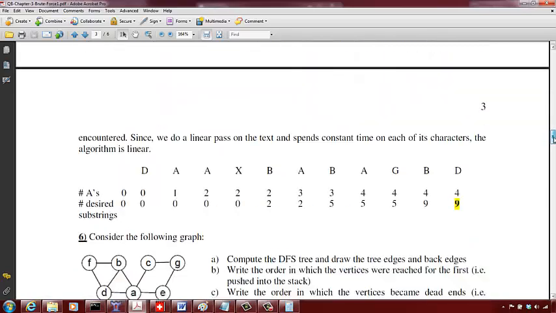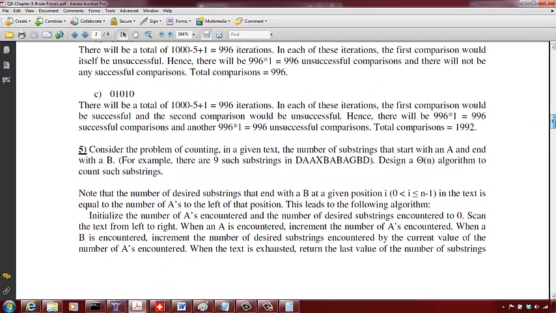Now let's see this fifth question, again on string comparisons. Here, for example, you're given a text string like this, and you want to find out how many substrings there are in this text string that start with an A and end with a B. In general, you are given a text, and you want to find the number of substrings that start with, say, character A and end with a different character B. And you want to design a theta of n algorithm for this problem.